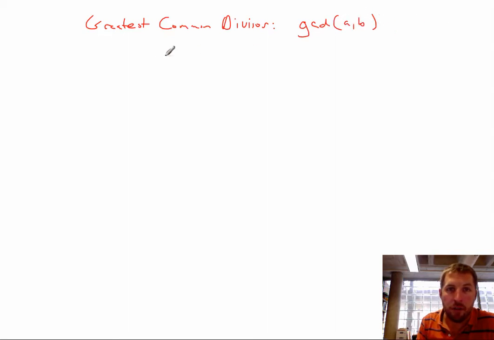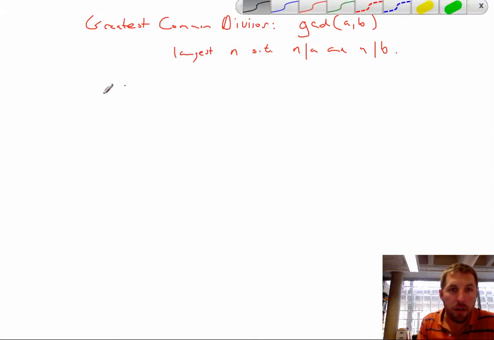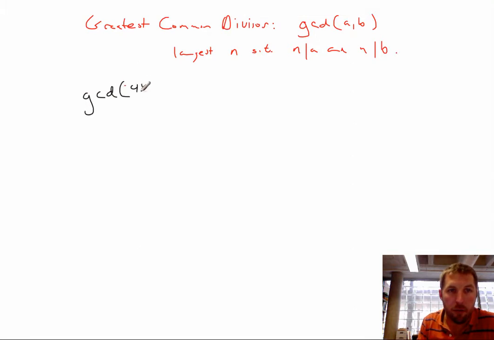GCD of A and B, definition, I suppose, is the largest n, let's say, such that n divides A and n divides B. So that's what the greatest common divisor is. Easy enough. All right, so let's find the GCD. I'm going to switch to a different color. Let's find the GCD of 45 and 60.